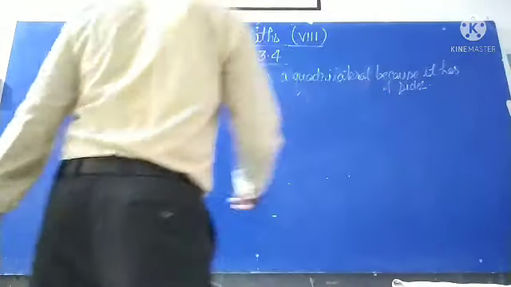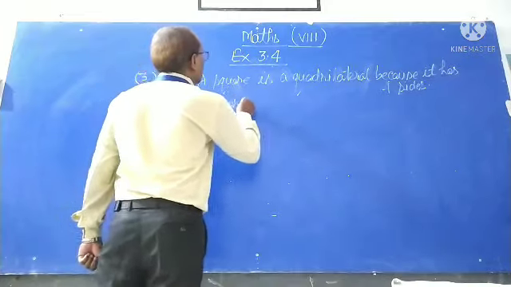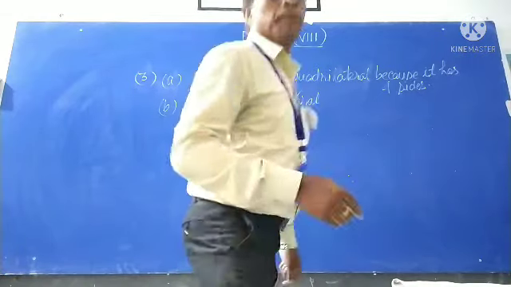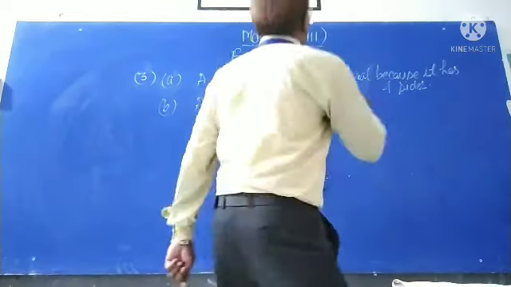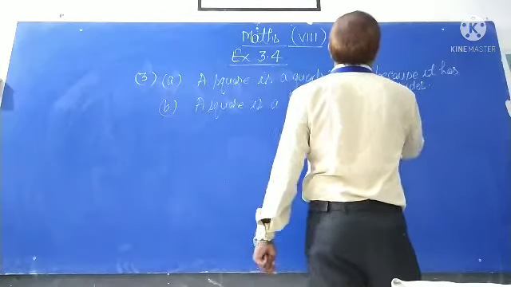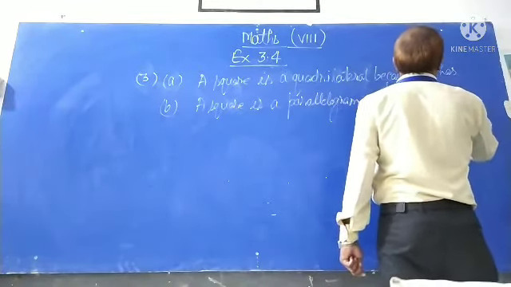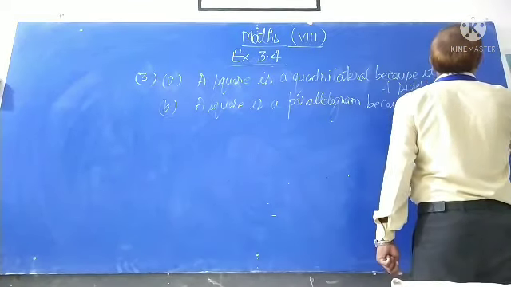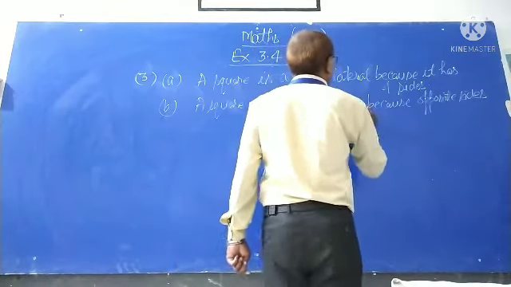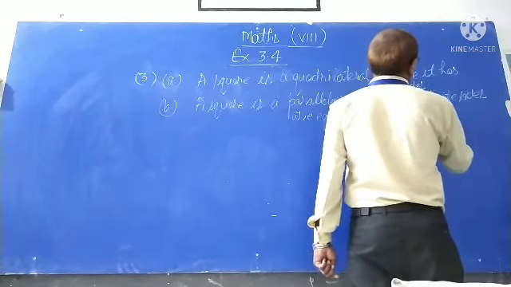B. How is a square a parallelogram? A square is a parallelogram because opposite sides are equal and parallel to each other.